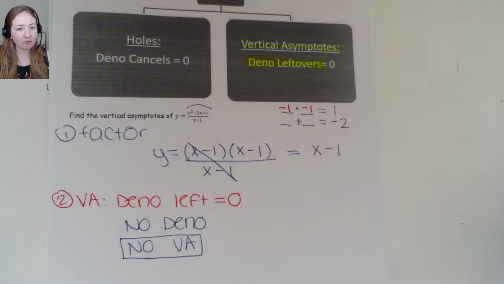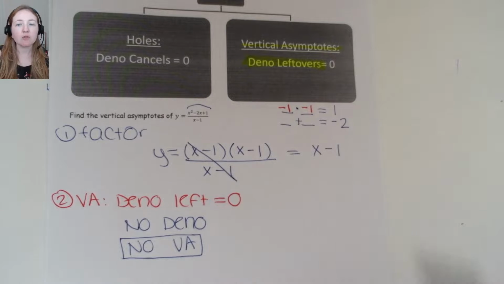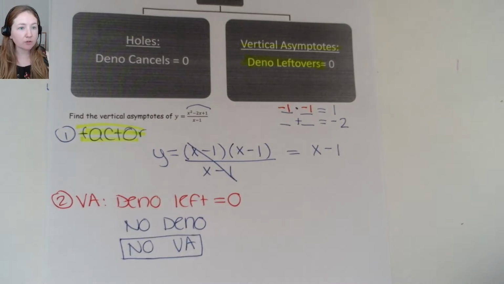So just as an FYI, remember this x = 1 was a hole in the graph. It is not a vertical asymptote. So be really careful with your vertical asymptotes. Do not jump straight to, I'm going to set the denominator equal to 0. Make sure that you're always factoring first to see if anything cancels out.